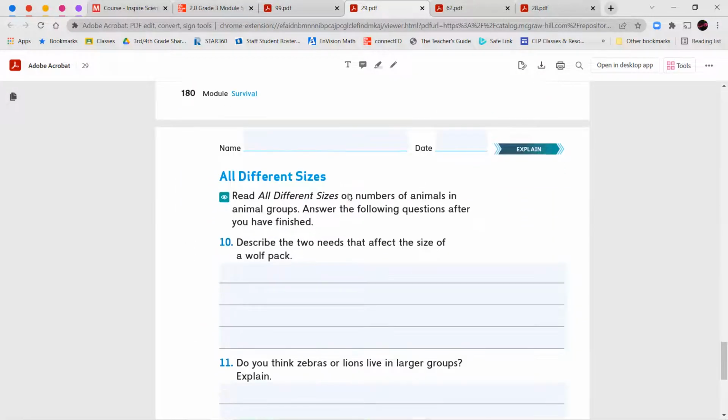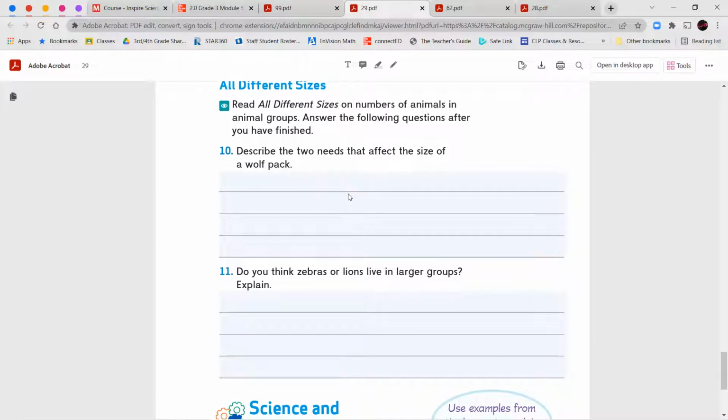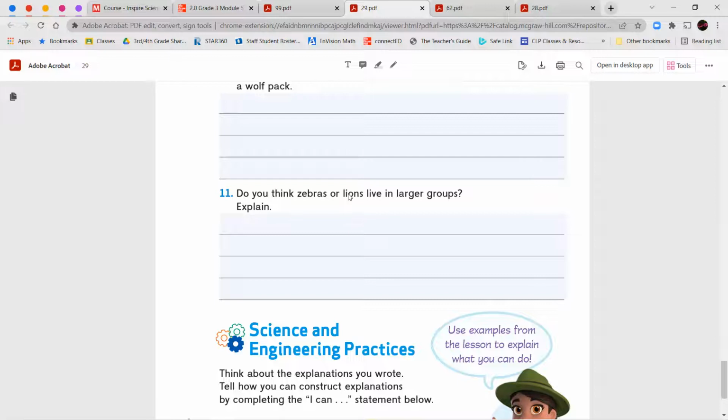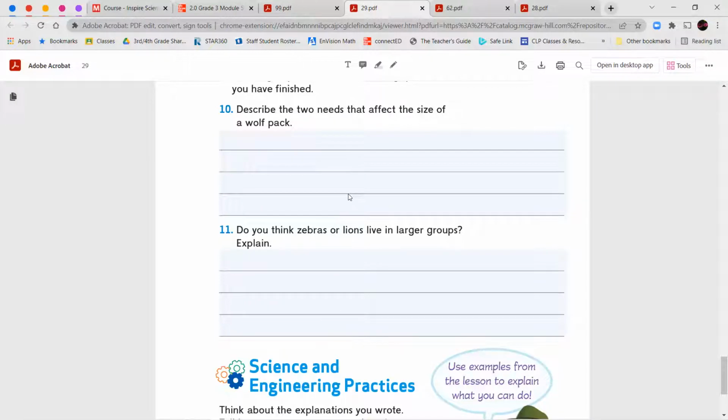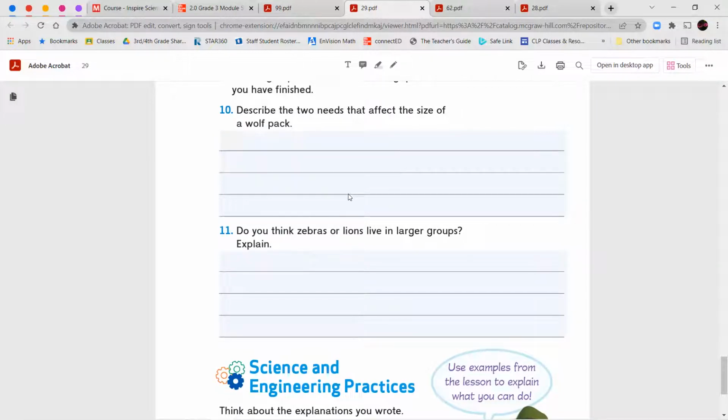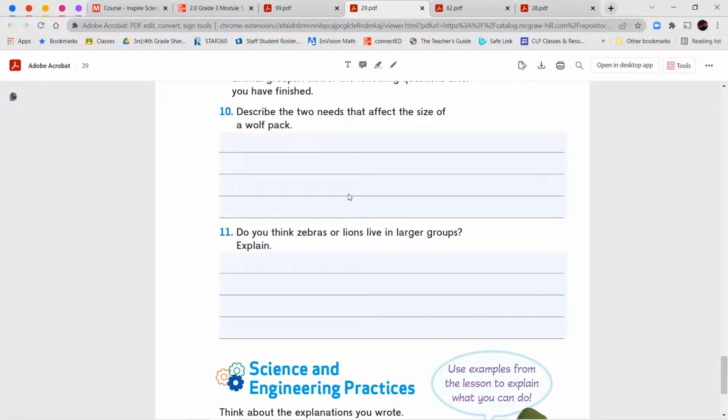Once you've completed that page, we're going to jump into another handout that is titled All Different Sizes on the numbers of animals in animal groups. Then we're going to answer questions 10 and 11 over here. Question 10 says, describe the 2 needs that affect the size of a wolf pack. And number 11, do you think zebras or lions live in larger groups? And then explain.